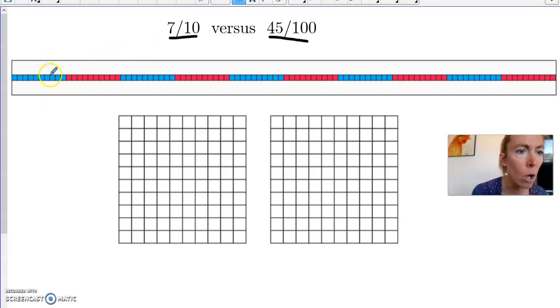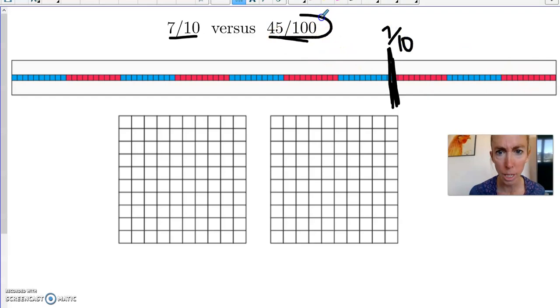Is 7/10 right here? No, that's 7/100. I need to go 7/10. So that's 9, 8, 7. 7/10. Yes, people. I feel like you got it. 7/10. That is close to being one whole dollar. All right, let's go to 45 hundredths.